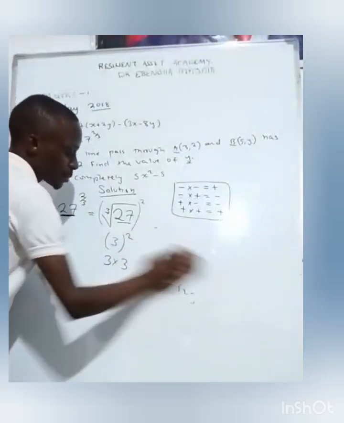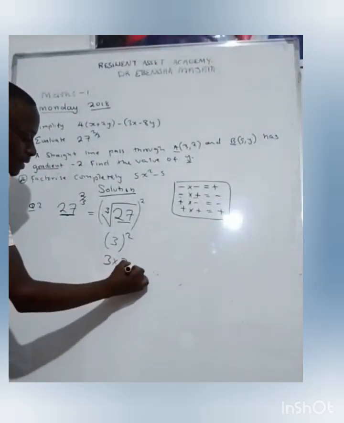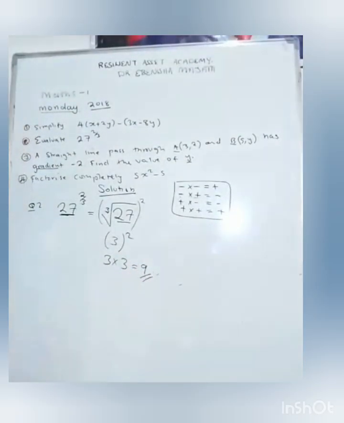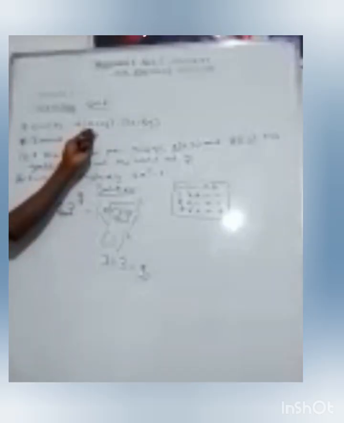So we continue. 3 times 3 is what? It is 9, like this. You are done. You found your answer is 9. So this past paper, 2018, question 2, where they said evaluate 27 to the power 2 over 3, all they needed is for you to rewrite.